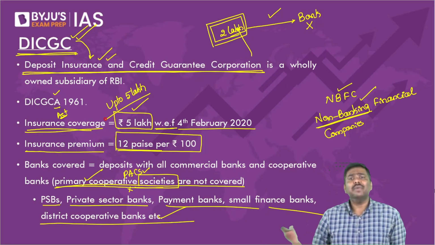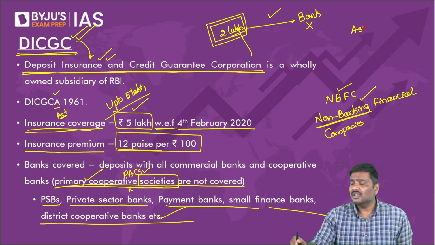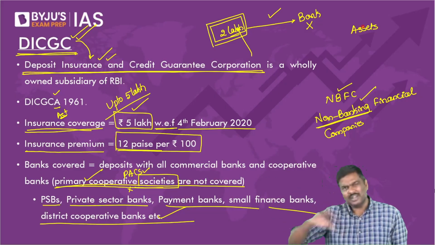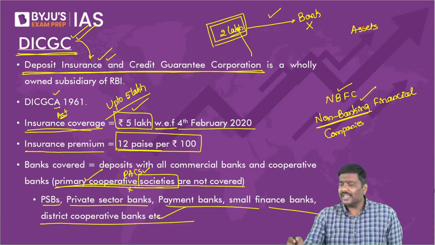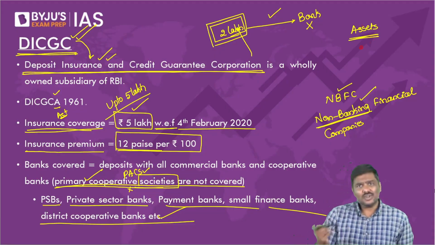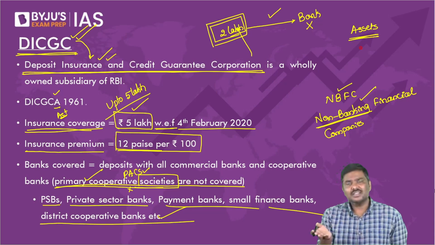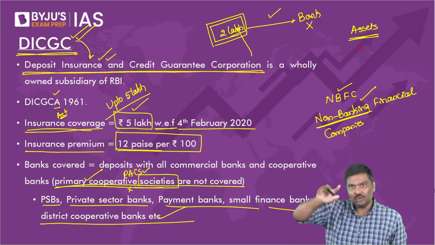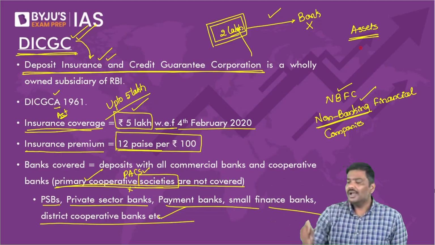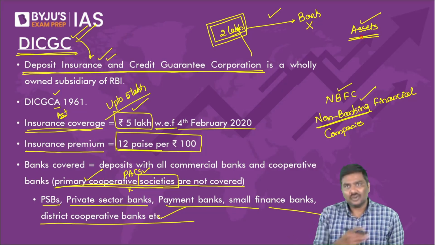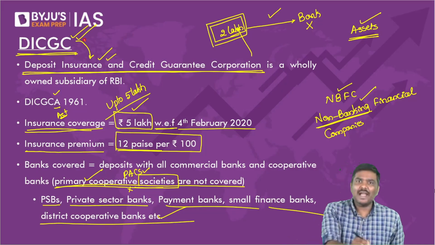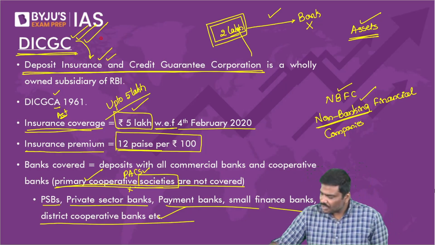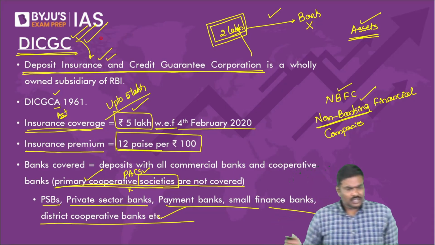Are NPAs of the banks also covered by DICGC? How? NPAs are assets. Others, don't worry, we have not covered NPA yet. We'll cover it. But for those students asking about NPA, NPAs are assets or liabilities? NPAs are assets, not liabilities. I'm answering two people who are asking the same question. Liabilities of a bank are covered under this, not assets.